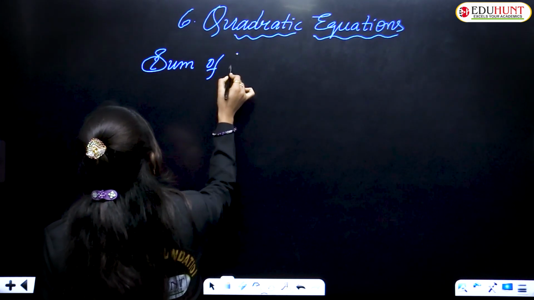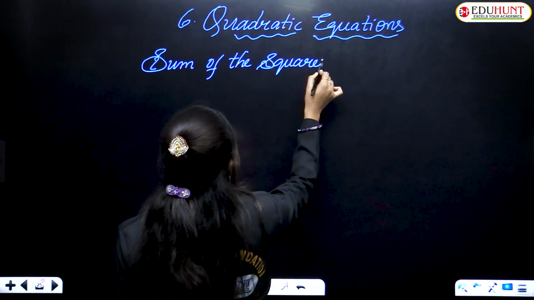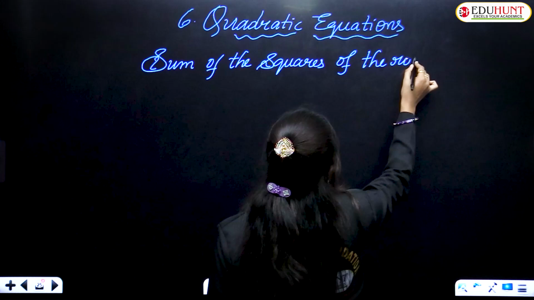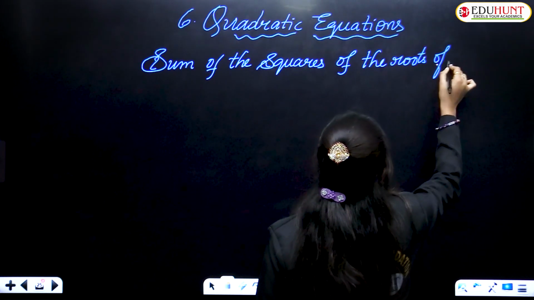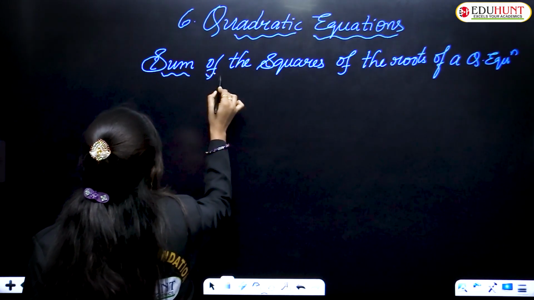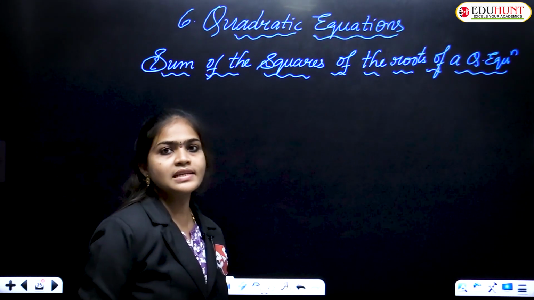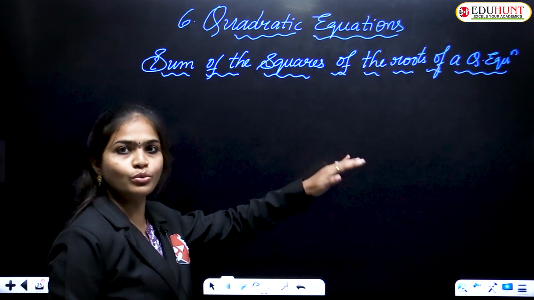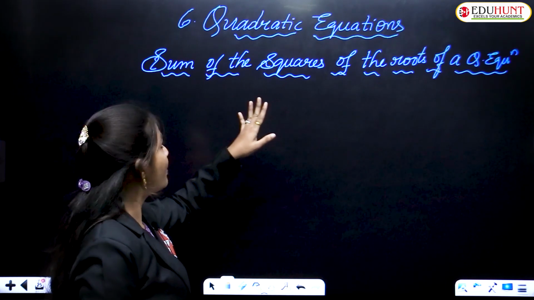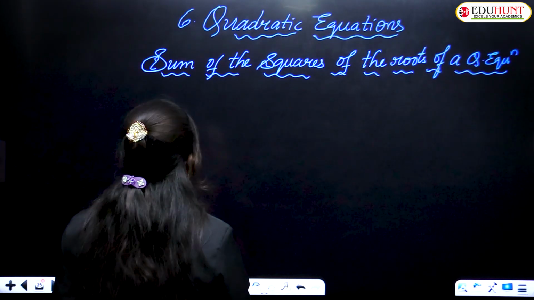Sum of the squares of the roots of a quadratic equation. Up to now we learned about the sum of the roots and the product of the roots. But here, what is given? The sum of the squares of the roots of a given quadratic equation.